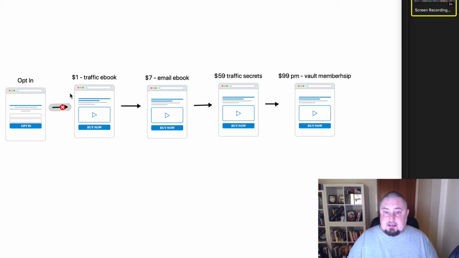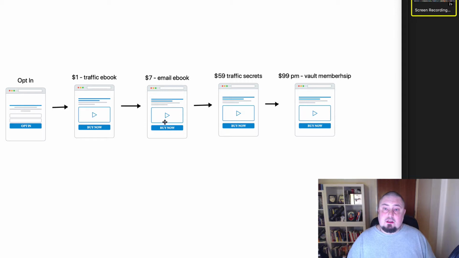So they opt in. I offer them a $1 ebook. It's a very short, like a 2-page ebook, and it took me maybe 10 minutes to put that together. If you want to know how to make digital products, let me know in the comments. I'll be more than happy to show you how to do that. But I offer them a $1 product. It's kind of like a no-brainer. It will show them how to get traffic to the website.